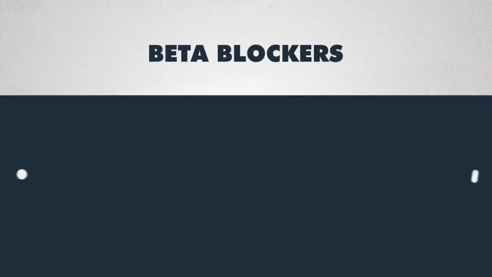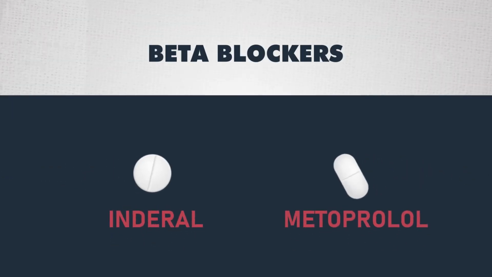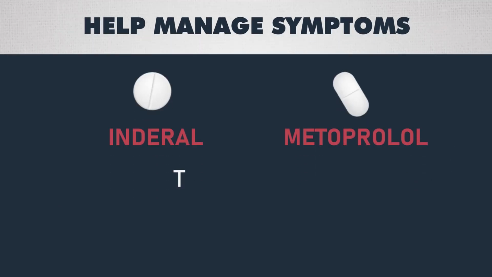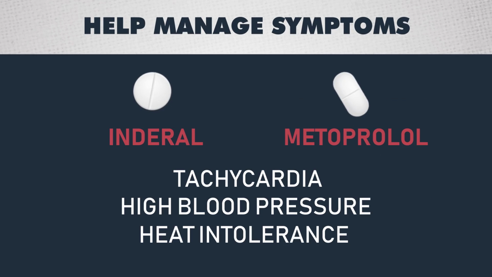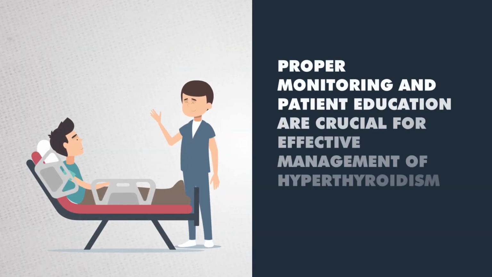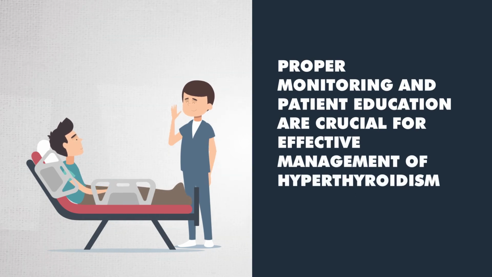Beta blockers. Beta blockers like, for example, Inderal or metoprolol, help manage symptoms such as tachycardia and high blood pressure, and even heat intolerance due to decreases in diaphoresis of the skin. Proper monitoring and patient education are crucial for effective management of hyperthyroidism.